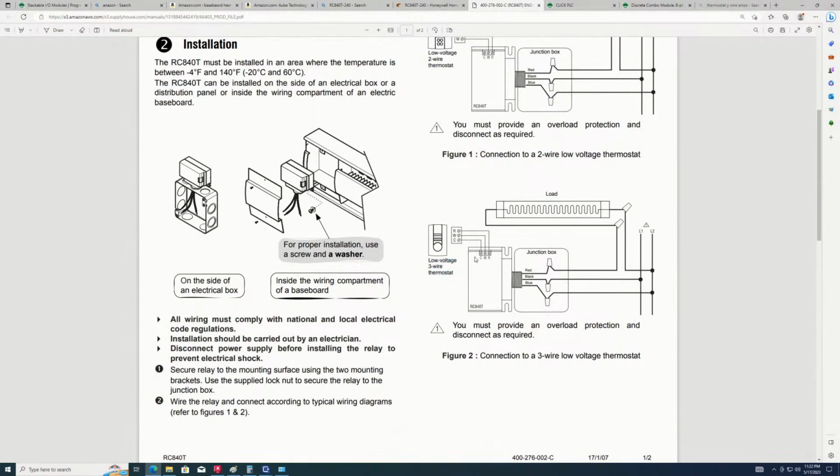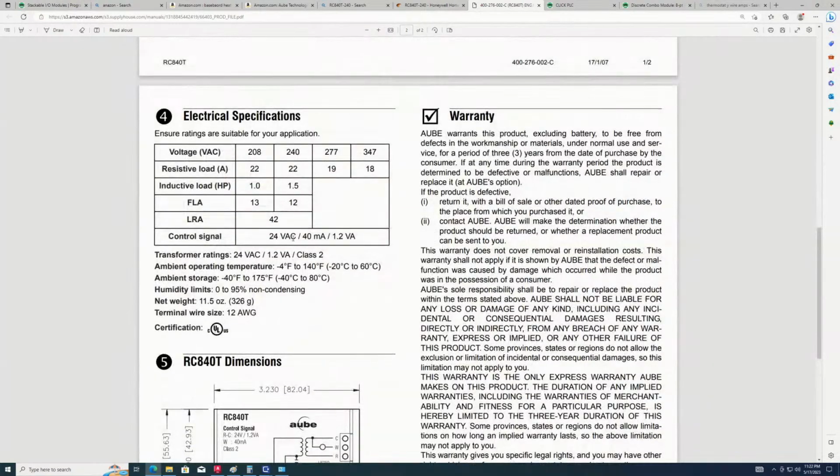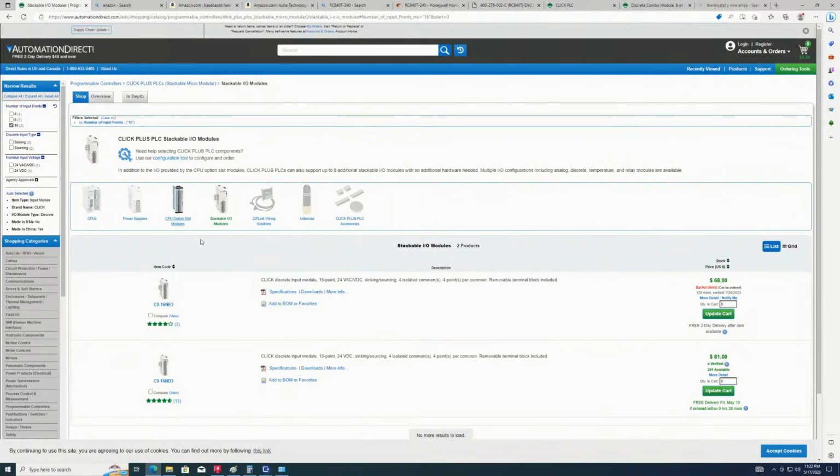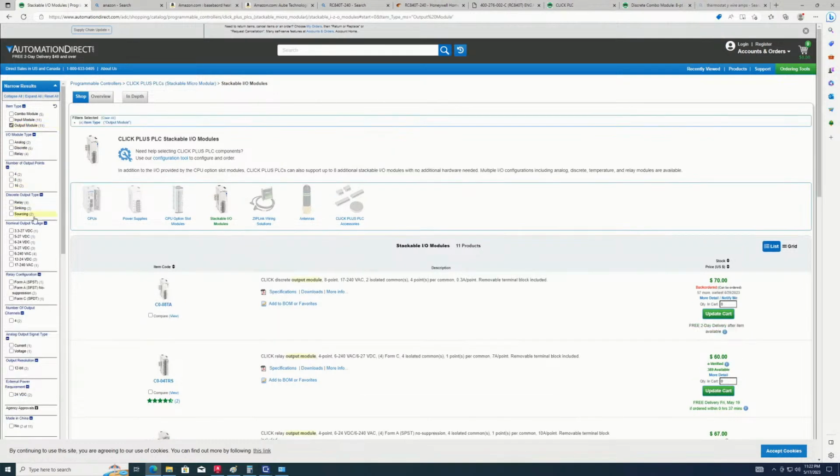Low voltage 3 wire: common, R and W. W is for heat, R is for the plus 24 volts. And I should be using a relay for this, right? Oh no, I can use a discrete input. Okay, I think. Let me look. We want to do an output module.